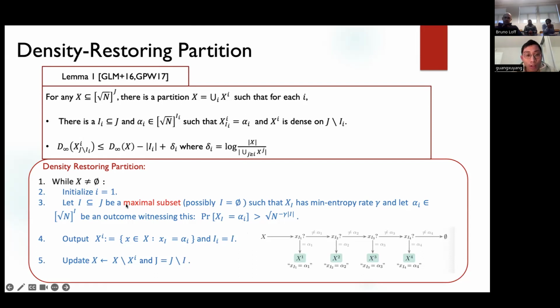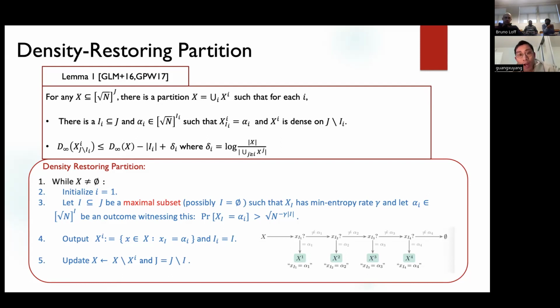We just fix the maximal subset that violates the mean entropy rate each time. This is a very simple process. Each time we pick the maximal subset that violates the mean entropy condition and we fix it. This doesn't say anything about the number of partitions. It could be that every input is a partition by itself. Yeah, so we will analyze this process.